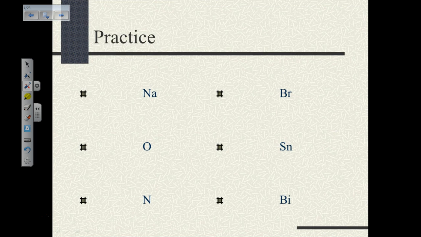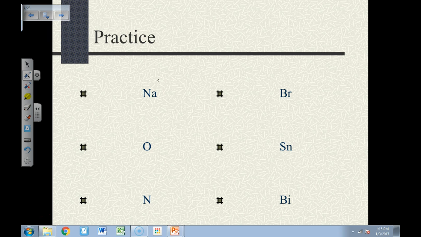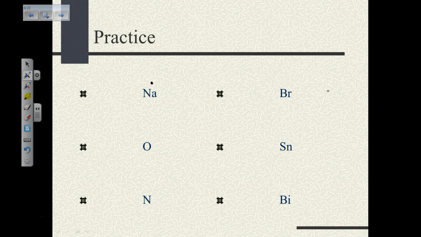Okay, so let's practice this. Sodium has 1 valence electron, so we're going to draw its Lewis symbol. We're going to put 1 dot right there. And now for bromine, it has 7 valence electrons. We just went over that. So 1, 2, 3, 4, 5, 6, 7. That's 7 valence electrons.